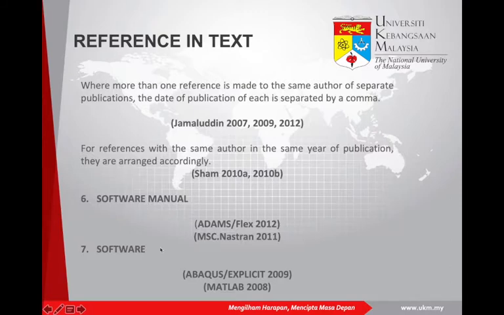In a situation where you have to refer to a software manual, you can write down your text, then refer to the software manual, for example, Adams or Flex or msc.nastran. That's the manual for the softwares, and the year when the manuals are released. So without a comma or semicolon, 2012, 2011.